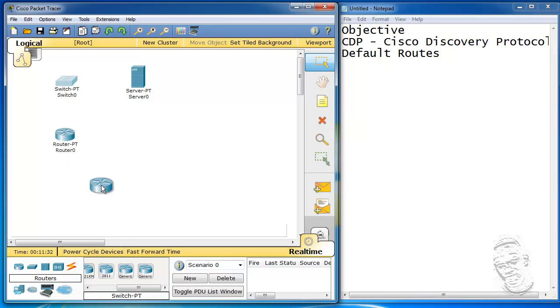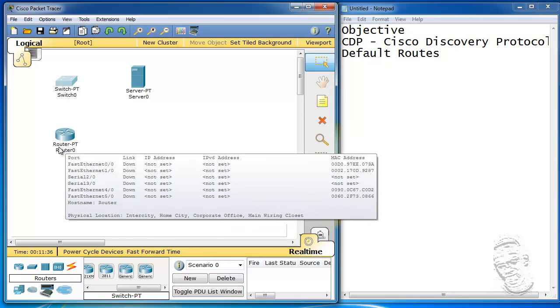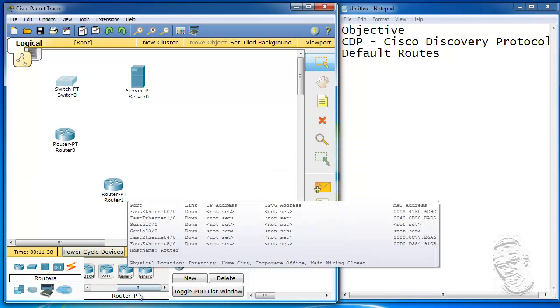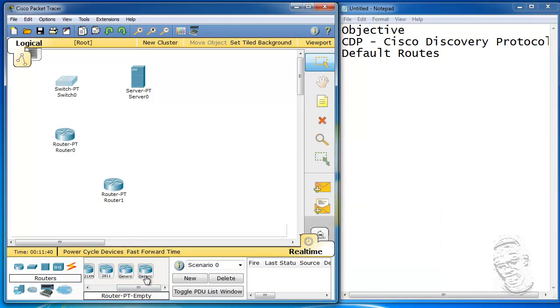I'm also going to put our next router here on this network. So you'll have the neighbor. This router 0's neighbor is router 1. Right? And I'm also going to have two generic switches. Alright. And I'm going to have two PCs at the edge of this network.